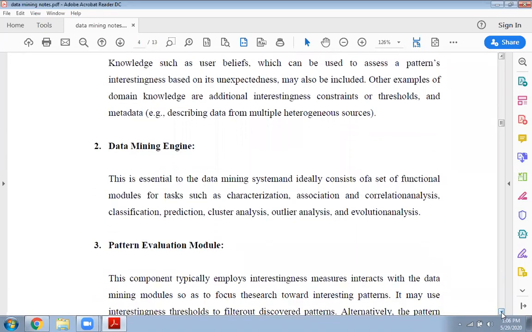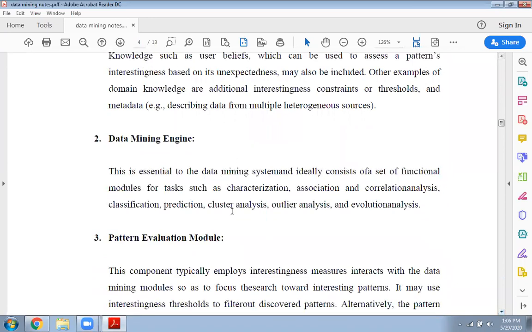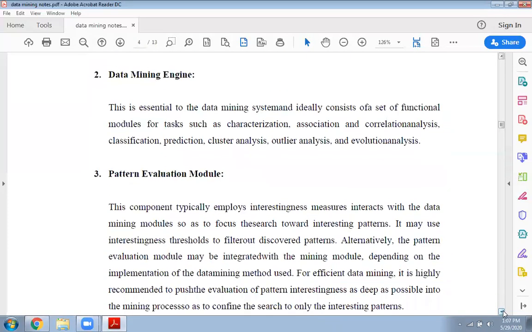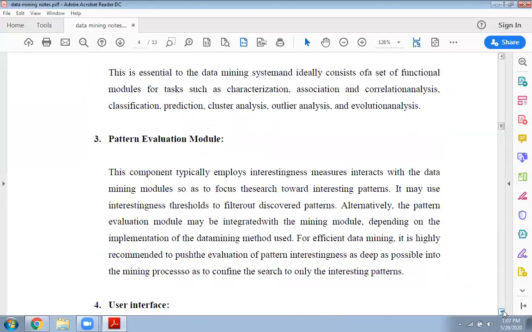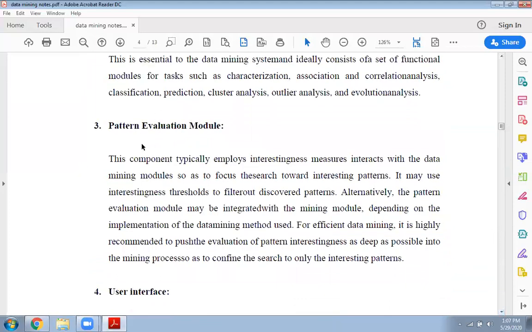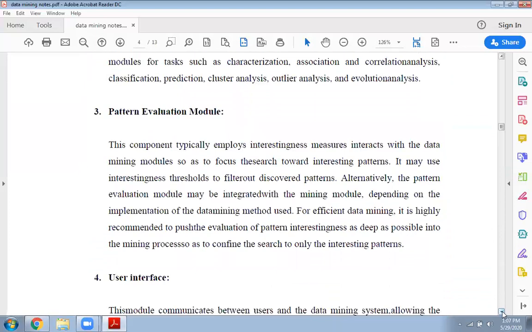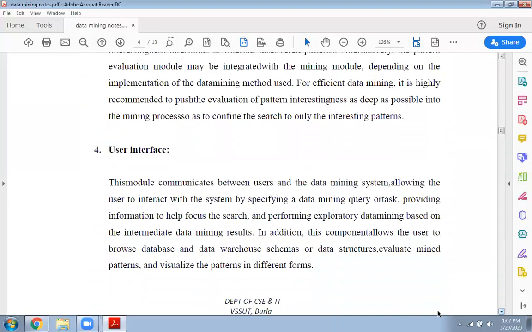Second is the data mining engine. Whatever data mining you are applying, it may help in characterization, association, correlation, classification, prediction, anything. And then when we have got that, we need to evaluate the patterns and what specific information we are going to retrieve from it. And once it is retrieved, it is important that this should be presented in the user interface.